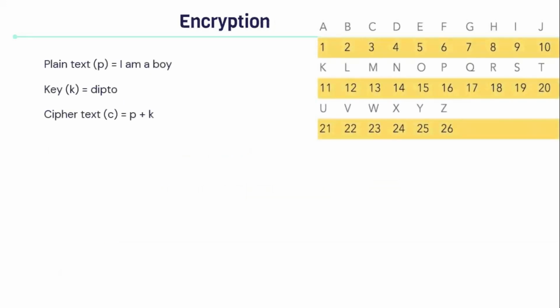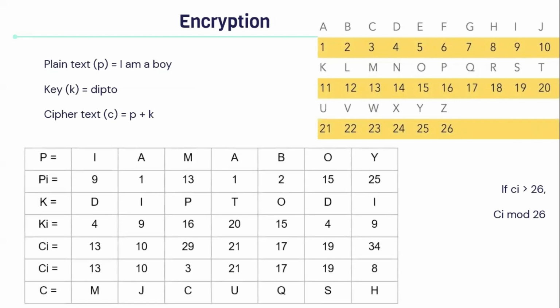Here I have taken a plain text, "I am a boy", and the key, "the" to. Then the ciphertext formula is C equals P plus K. So the value of Ci, the ciphertext index, if it is greater than 26, then we have to mod it with 26.